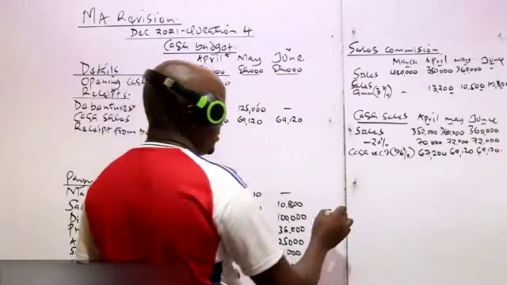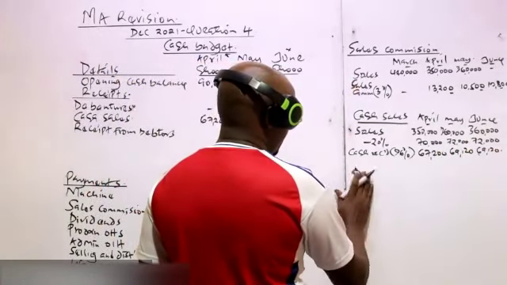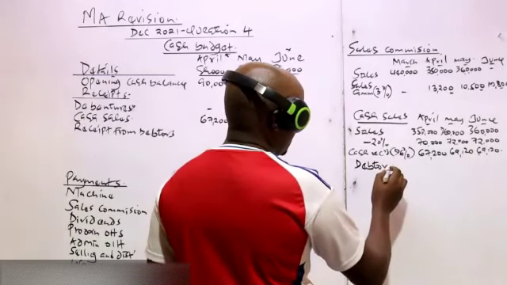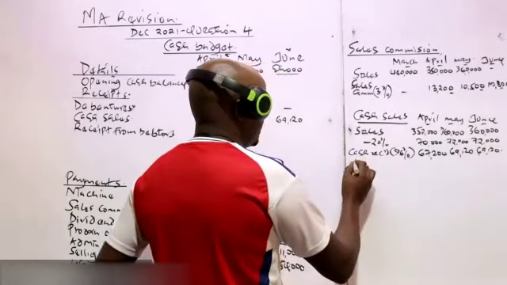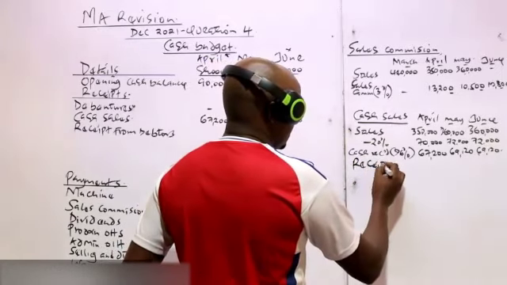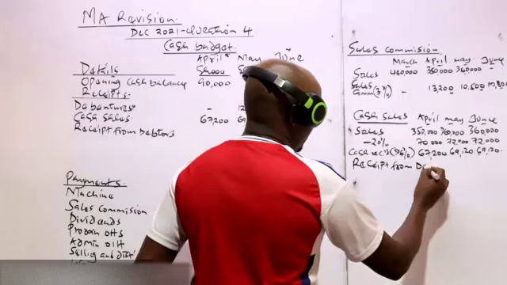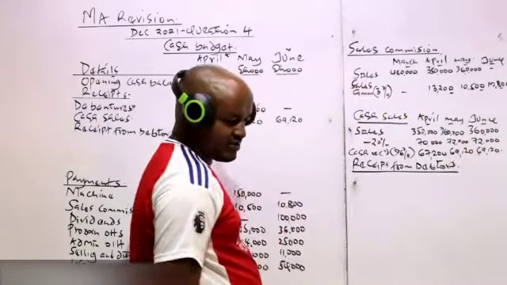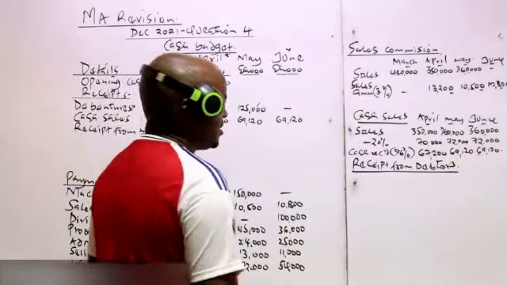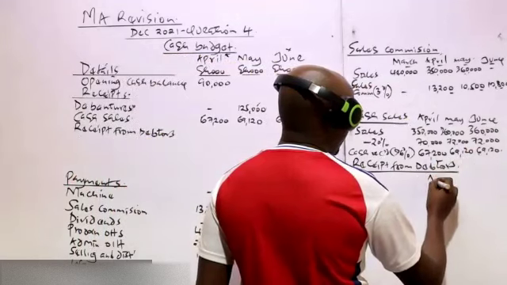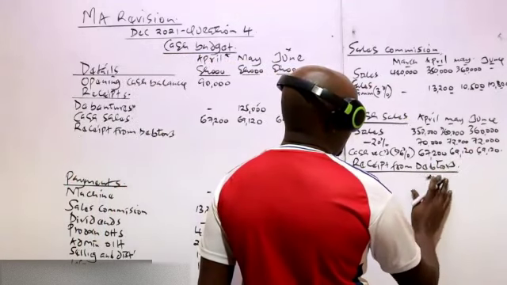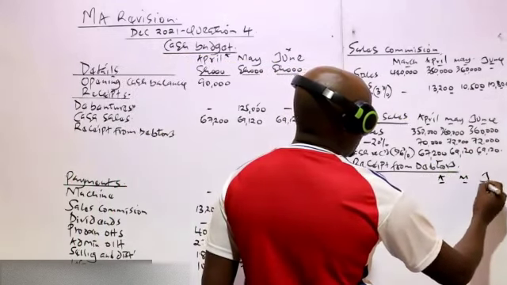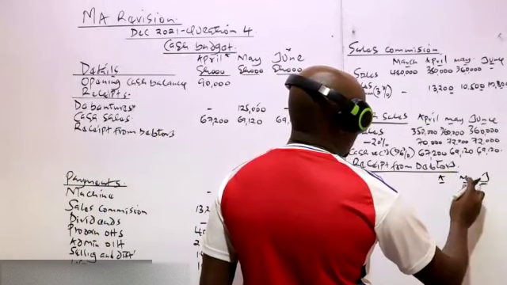69,120. Then from there, we need to compute the receipt from debtors. And these are basically the debtors who do not pay in cash. Receipt from debtors. Now, in this case, we are interested in the amount which will be received from debtors in April, May, and also in June.